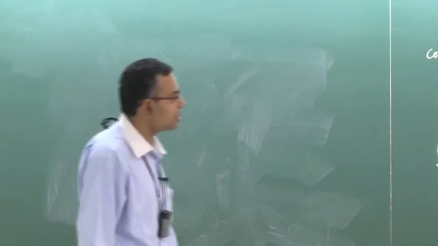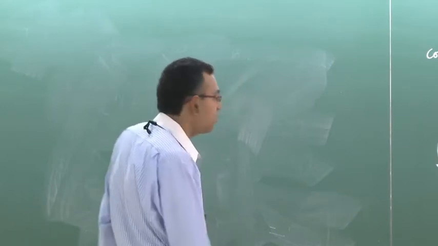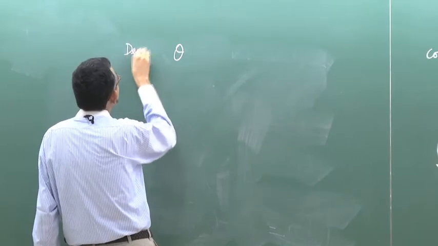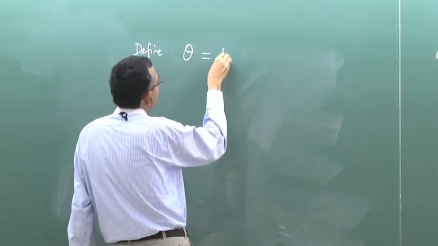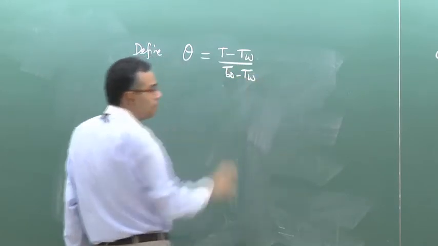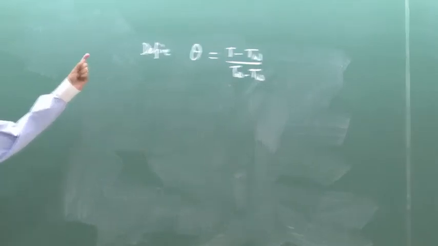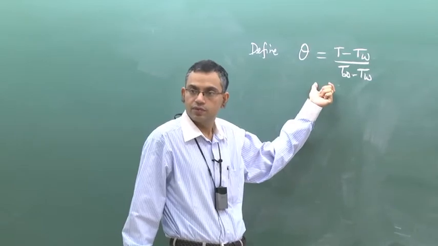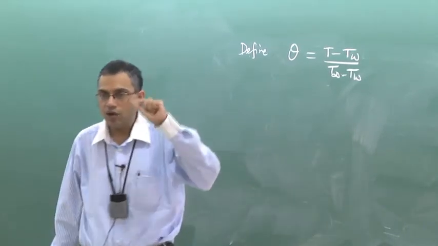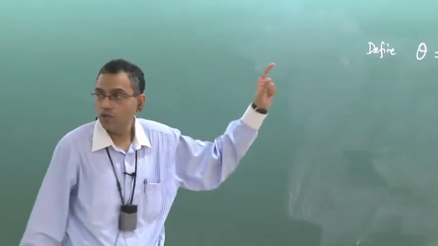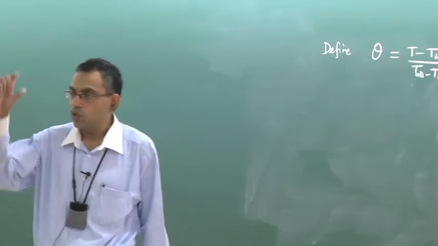So we can write this equation in terms of non-dimensional velocity and non-dimensional temperature. So if you define theta is equal to T minus T wall by T infinity minus T wall. The purpose of defining theta in this way is that it has similar scaling as u by u infinity. See, u by u infinity is 0 at the wall and 1 at the edge of the hydrodynamic boundary layer. Theta is 0 at the wall and 1 at the edge of the thermal boundary layer. So u by u infinity and theta have the same scaling.